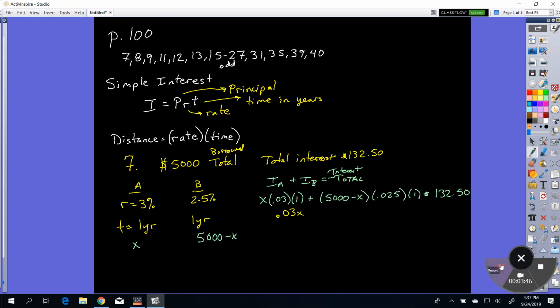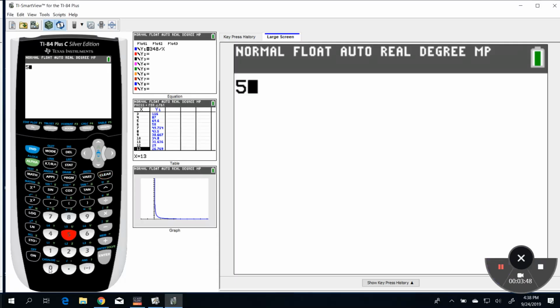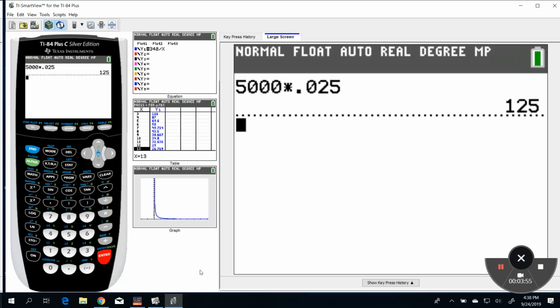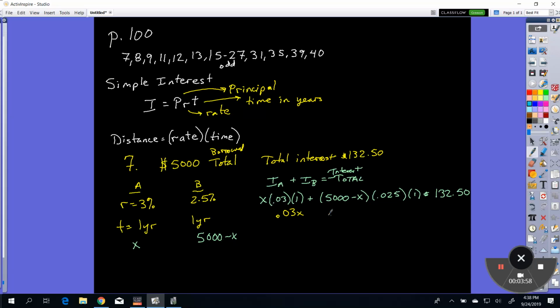0.025 times 5,000, I'll go to the calculator. So 5,000 times 0.025, enter, is 125. So plus 125 minus 0.025x equals 132.50. What we did is we distributed that 0.025 to both of those. So now 0.03 minus 0.025 is 0.005x.